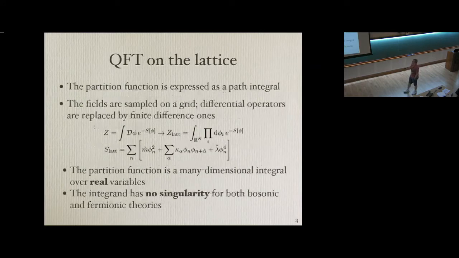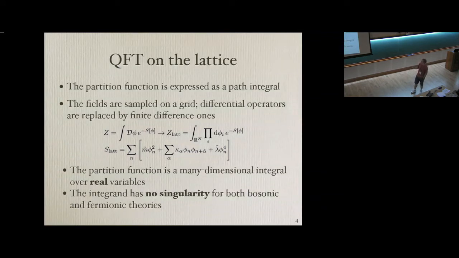I'm going to discuss this in the context of quantum field theories, which I'm going to define using the lattice regulator. We're going to use the Feynman path integral approach, and we usually work in Euclidean dynamics. The fields are sampled on a grid. Differential operators are replaced by finite differences. And here I'm giving a sketch of a derivation for how you get a lattice action that corresponds to a quantum field theory for a scalar field.